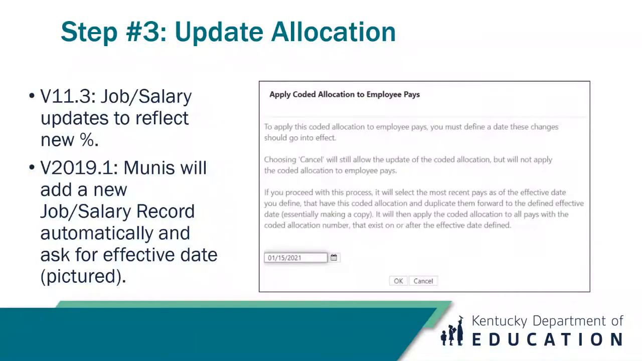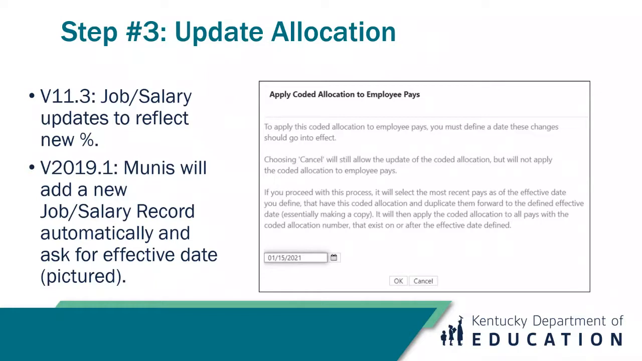In 11.3, you would just update the allocation, and then update the job salary to reflect that. But in 2019, we have effective dated pays, and Munis will add a new job salary record automatically and ask for an effective date. So I just chose an arbitrary date of 1/15 in this example.